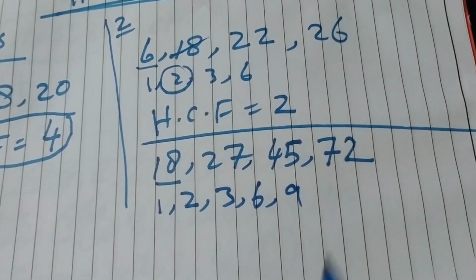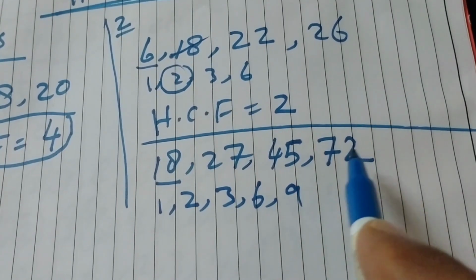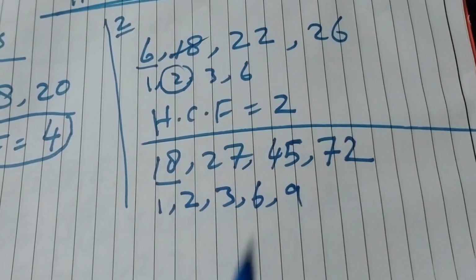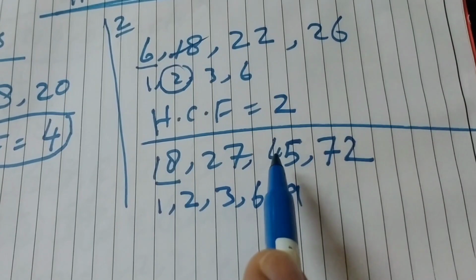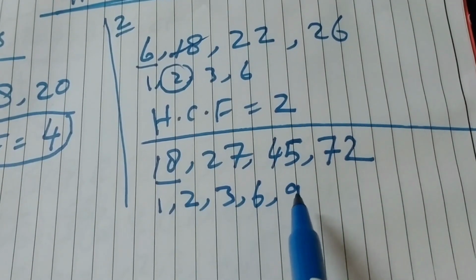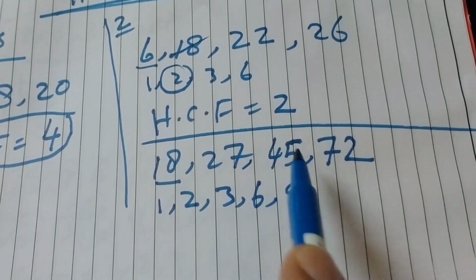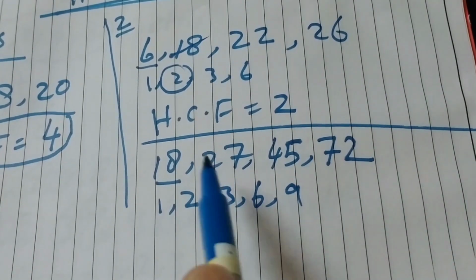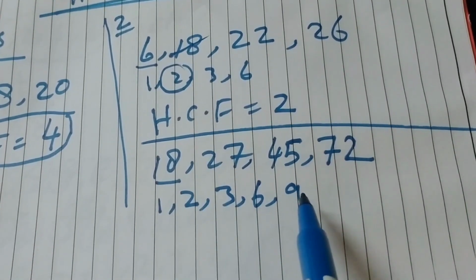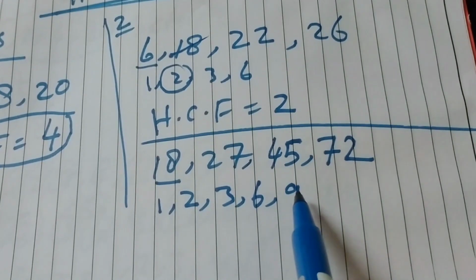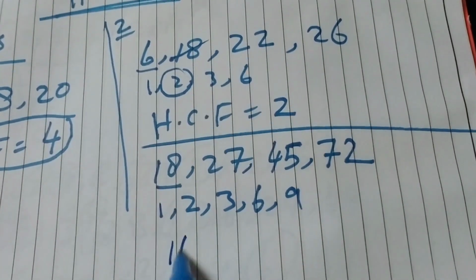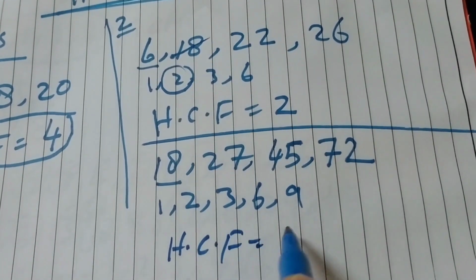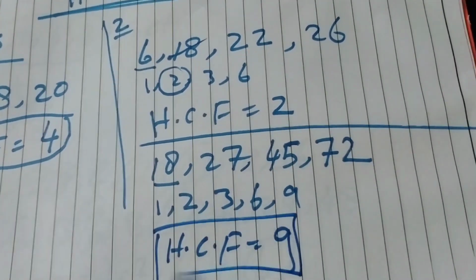So we will start from the highest factor, 9. Check whether all numbers are divisible by 9 or not. Check first 72. Yes, 72 is divisible by 9. 45. Yes, 45 is also divisible by 9. 45 divided by 9 equals 5. Is 27 divisible by 9? Yes, 27 divided by 9 equals 3. So 18 is also divisible by 9. So what is our HCF? Equal to 9. Clear, my dear?